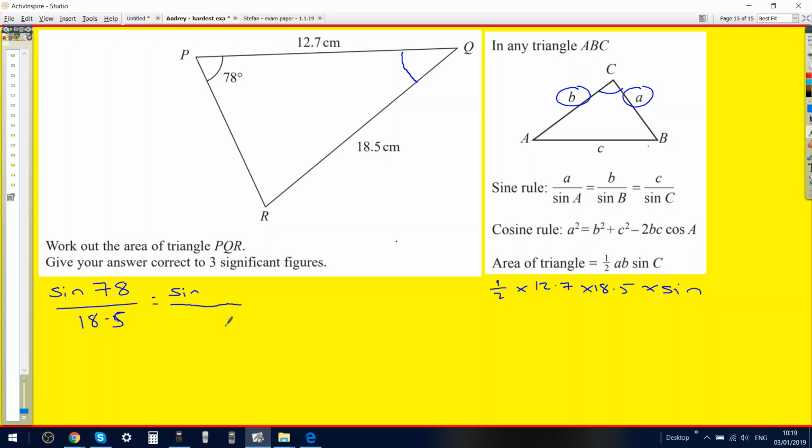No, doesn't matter. 12.7. And so what letter is it in this question? So this thing, like A over sine capital A, B over sine capital B, it's always the side and the opposite angle. Side and opposite angle. So this would be sine R, because that's giving you that angle. Okay, so how would you solve it?